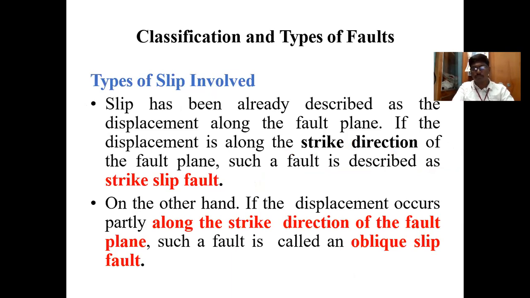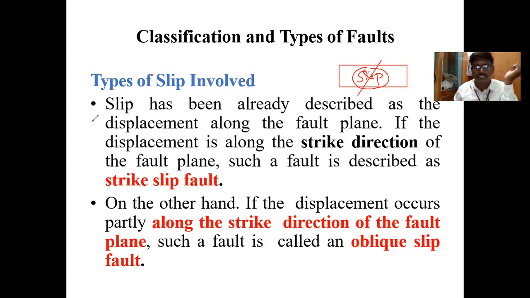And next, based upon the types of slip involved, what is a slip? Whenever I say slip here, I'm talking about how this hanging wall and the foot wall are moving away. In a simple block of rock strata, whenever an inclined plane is seen, usually the slip happens along this inclined plane itself, mainly due to the relative displacement.